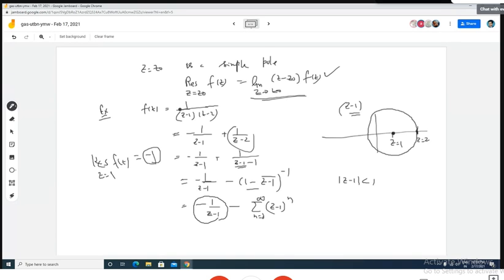So this residue is in fact very important in calculating complex integrals, and also in calculating some real integrals with the help of complex integration. So I'm not going into detail in all those matters. If you want, you can read these important results on your own. Maybe I'm writing here, and you see its importance in calculating real and complex integrals.